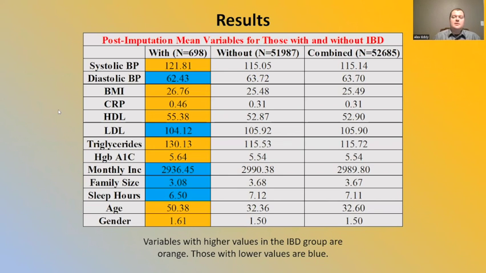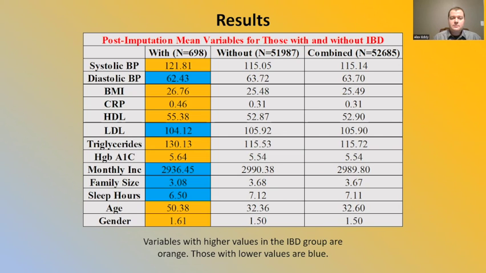These results are looking at the group with inflammatory bowel disease on the left column there, and without, and seeing how the mean values of these variables differed. So the orange means that the mean value was greater in the group with inflammatory bowel disease, and the blue means it was less.